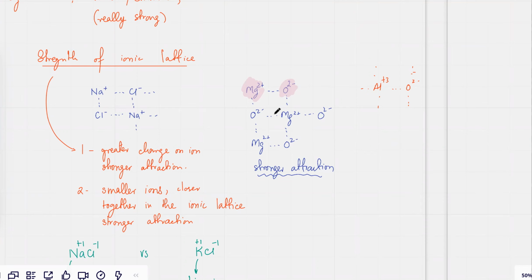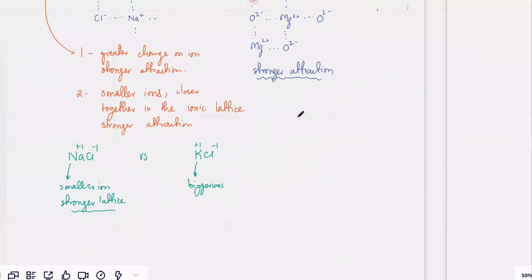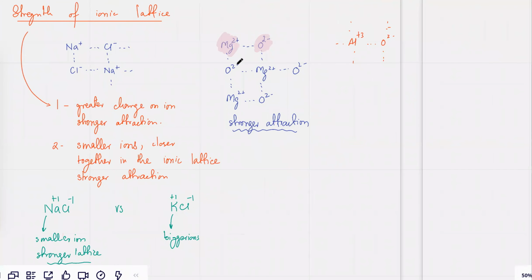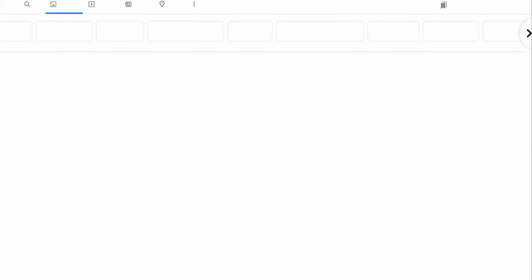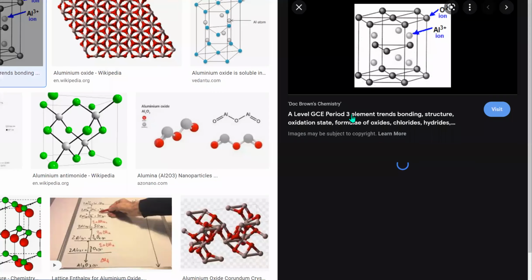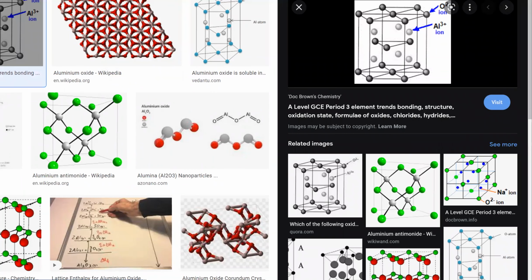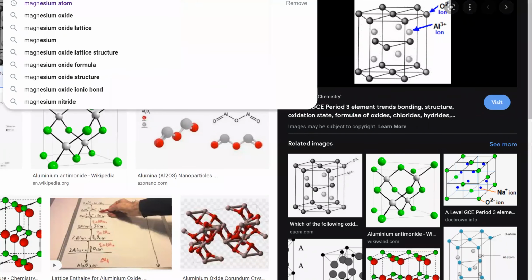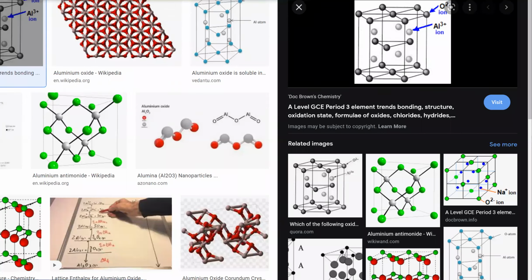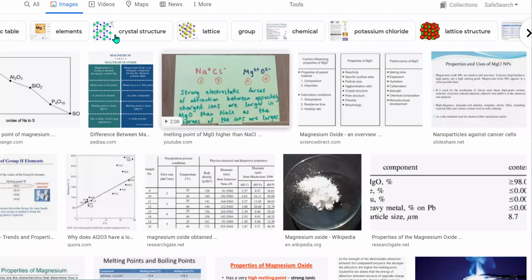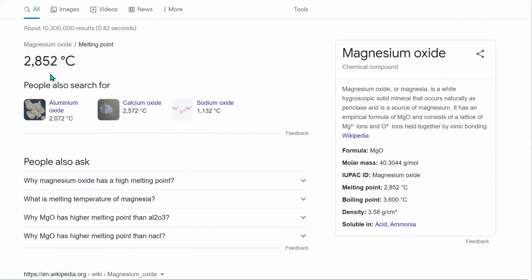Or MgO. MgO is really, really strong. And MgO is probably as strong as diamond. If you look at the melting points of magnesium oxide, it's very hard for the ions to move around. So magnesium oxide's melting point is in the same range as diamond. The melting point of magnesium oxide is close to 3000 degrees centigrade. Aluminium oxide is really high as well.